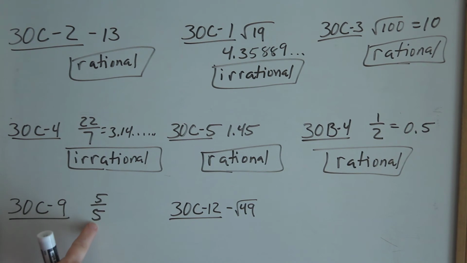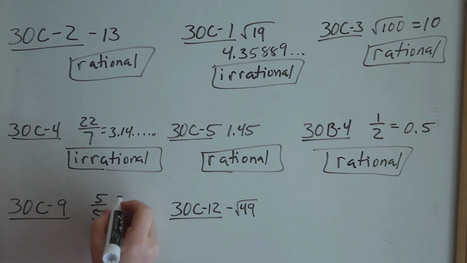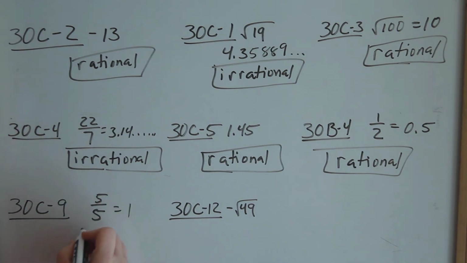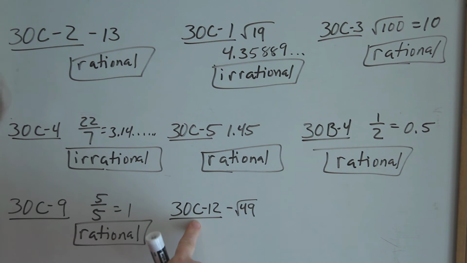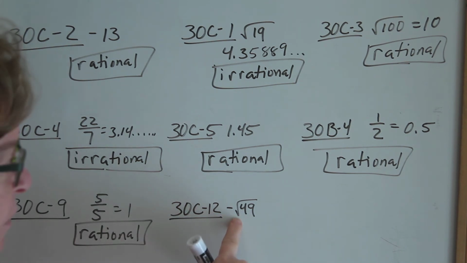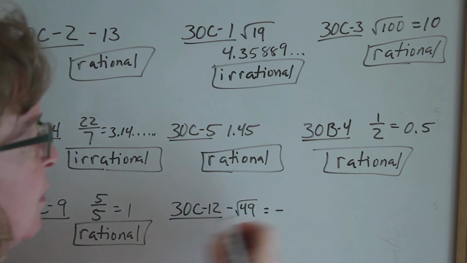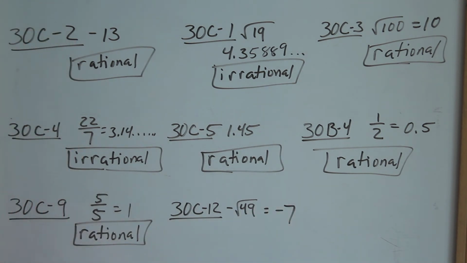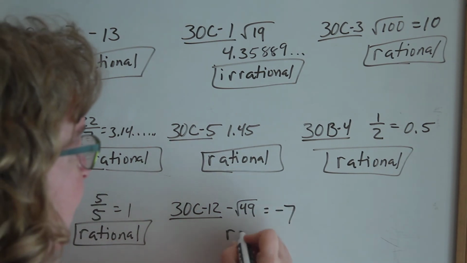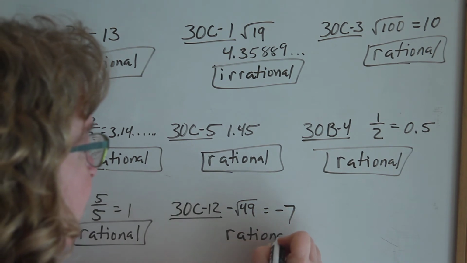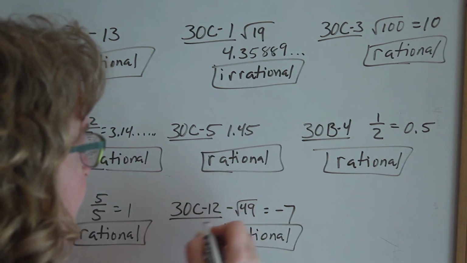30C number 9, 5 divided by 5. 5 divided by 5, 1. That's a whole number that's positive, so it is rational. 30C number 12, negative square root of 49. What is the square root of 49? Well, there's your negative in front. Square root of 49 is 7. That's a whole number that's positive or negative, so it is rational.